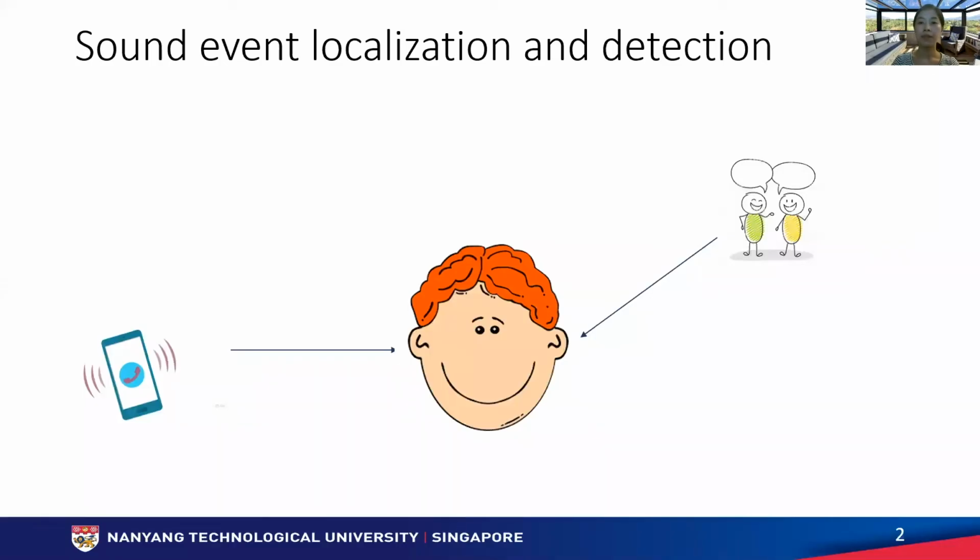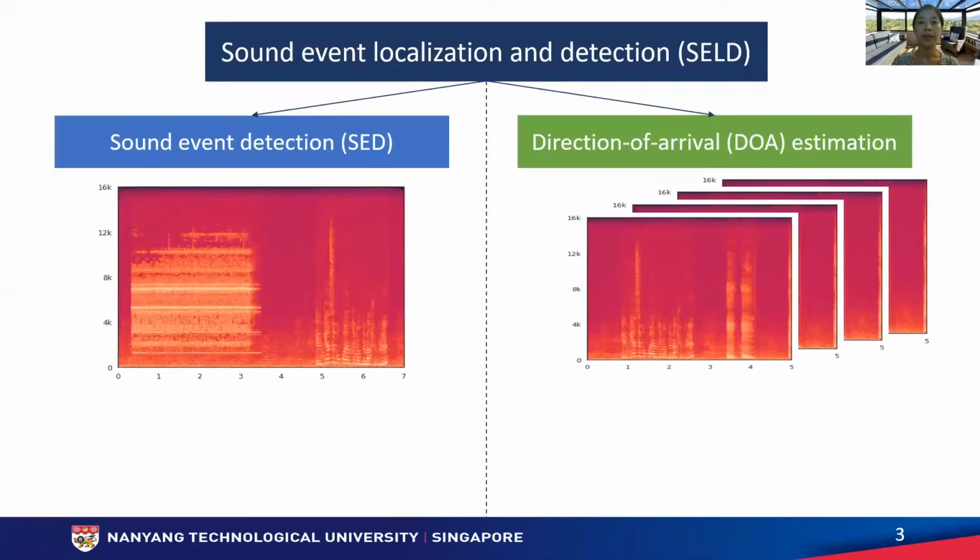The task of sound event localization and detection is to classify the sound sources and estimate the directions where the sound comes from. Sound event localization and detection, short form SELD, that uses small arrays consists of two subtasks, which are sound event detection (SED) and direction of arrival estimation, or DOA estimation. These two subtasks are mature research topics. However, joining these two subtasks is not trivial.